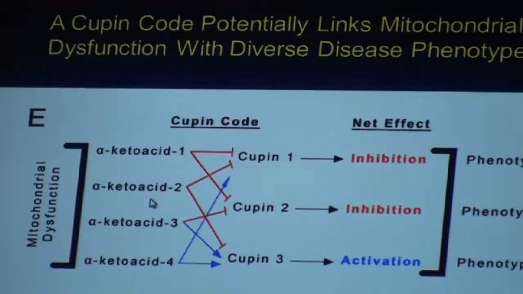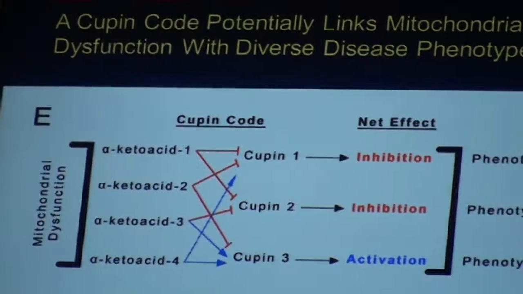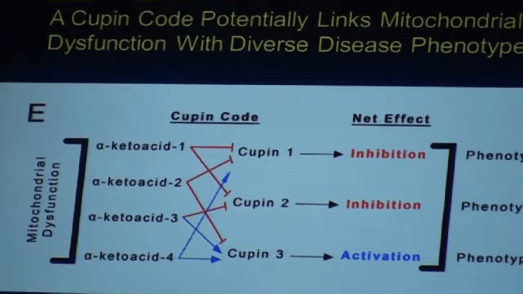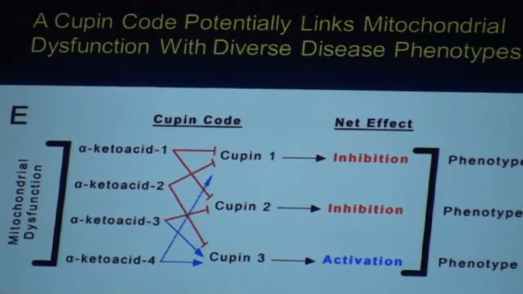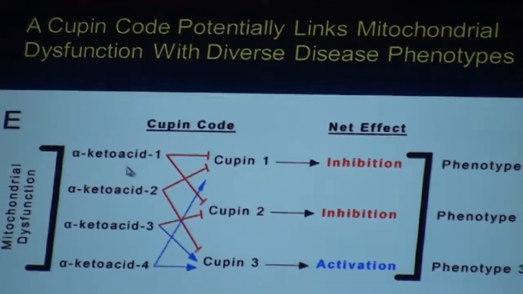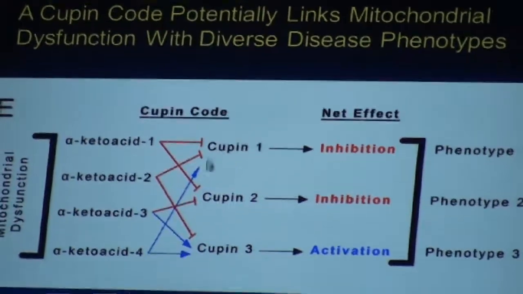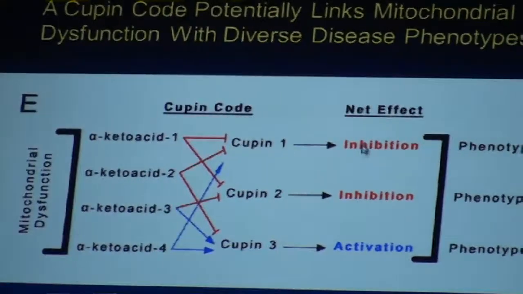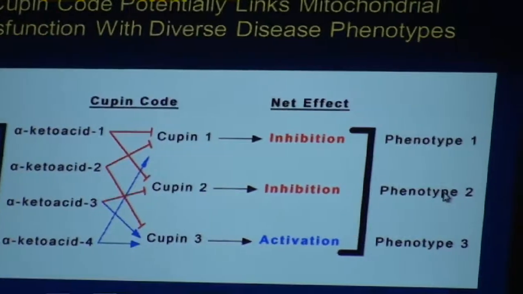And there's a precedent for that, with this 2-hydroxyglutarate, this oncometabolite. A mutant form of isocitrate dehydrogenase actually makes a new molecule, 2-hydroxyglutarate, which is one of these guys. It's just the hydroxy acid of alpha-ketoglutarate, and it's known to be both an inhibitor and an activator. So what we think is going on is that depending on the cupins that are present in the cell, depending on the alpha-keto acids that accumulate, we get some kind of net effect, phenotype 1, phenotype 2. And that's what we're trying to prove at the moment.